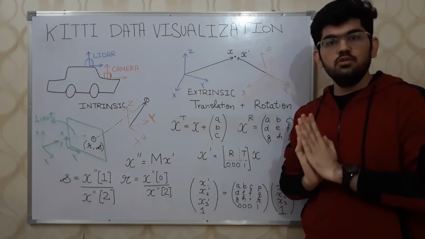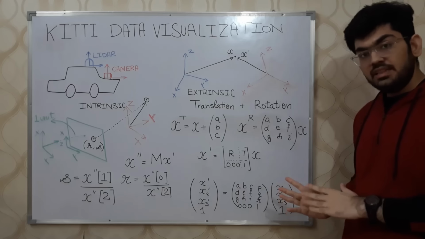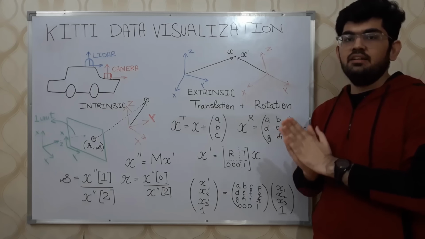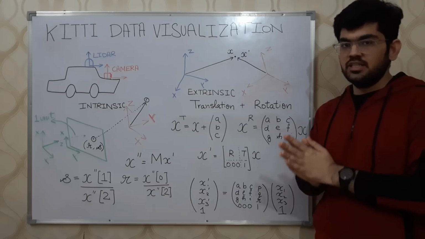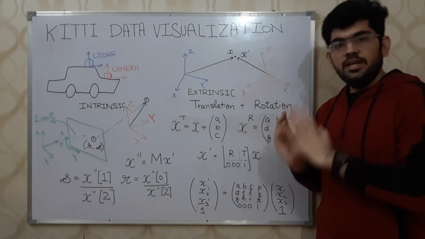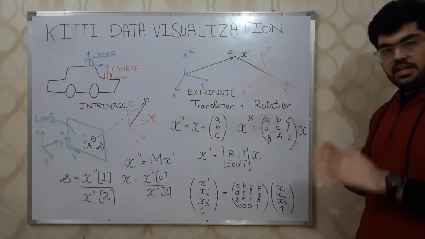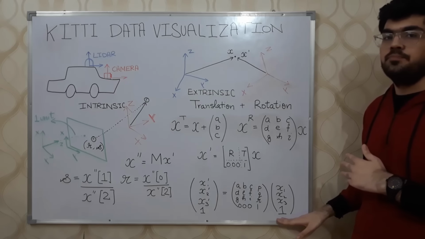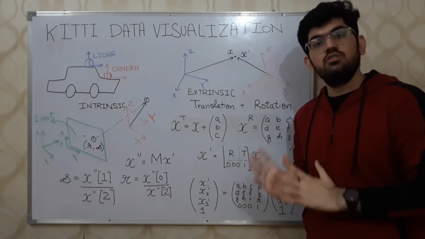Now, following the rules of matrix multiplication, given this is a 4 cross 4 matrix, it can only be multiplied with a vector of dimensionality 4. In order to make this 3-dimensional vector a 4-dimensional vector, what we do is place a 1 over here. Hence our complete operation looks like this.